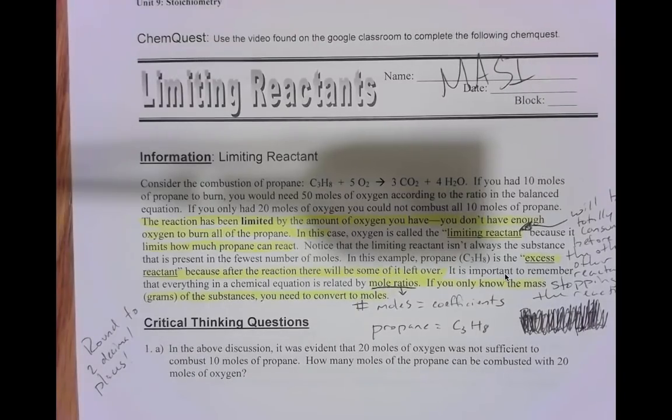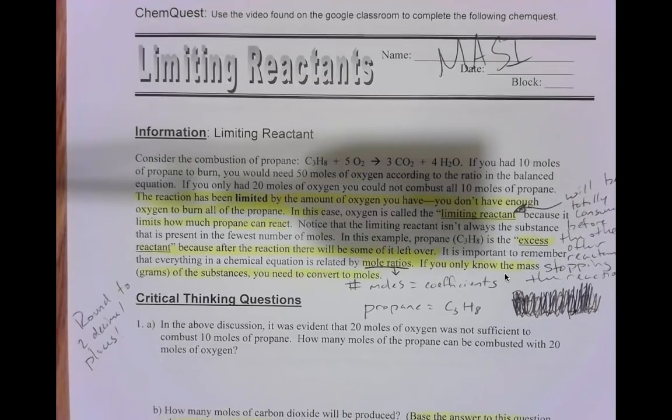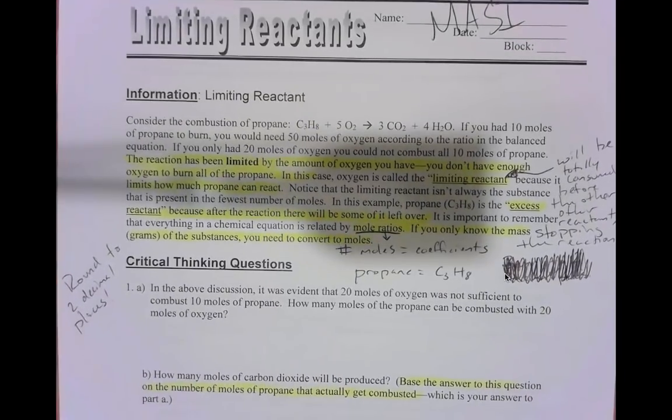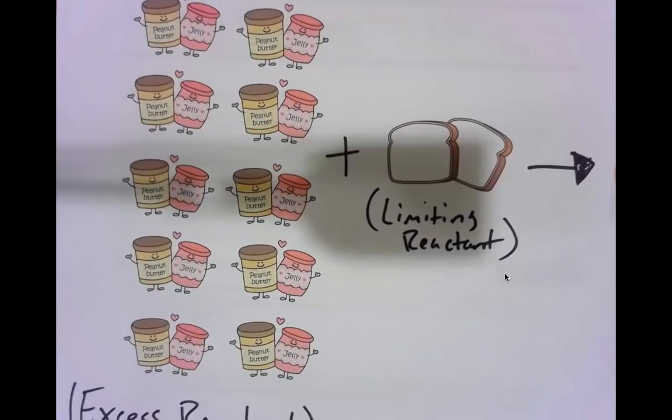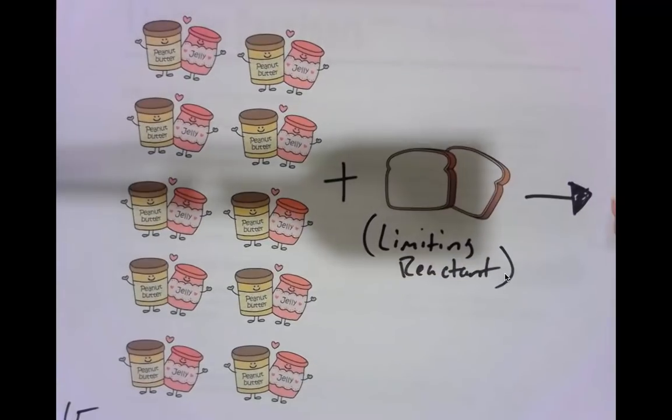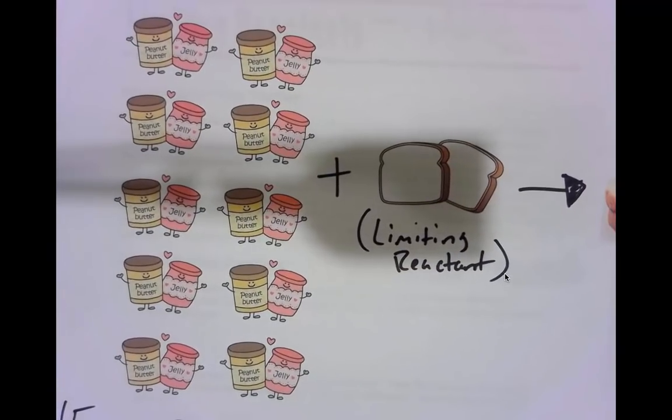Today we are taking a look at the limiting reactants Chemquest. So to start off, we have some information on limiting reactants. Before we take a look at that information, I want to provide you guys with an example. Like always, we're going to try to relate this to some food. Makes it easy to remember. So let's relate it to making a peanut butter and jelly sandwich.